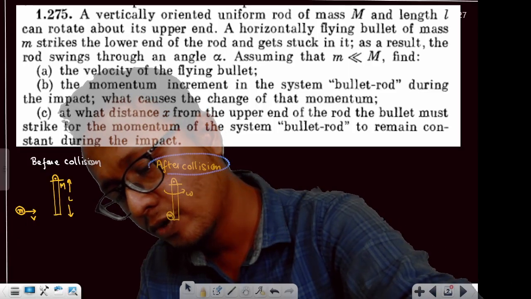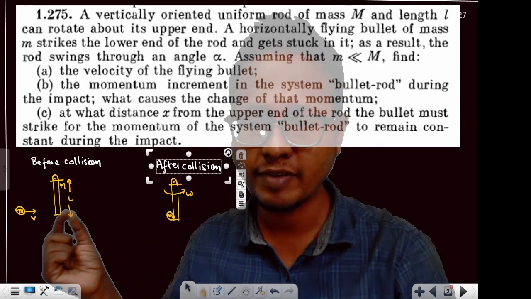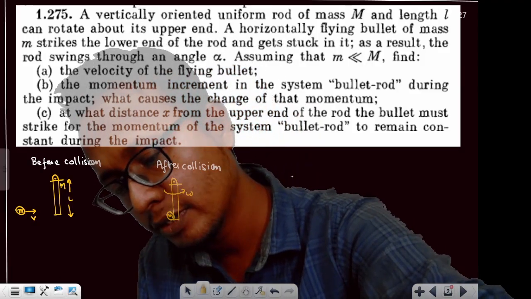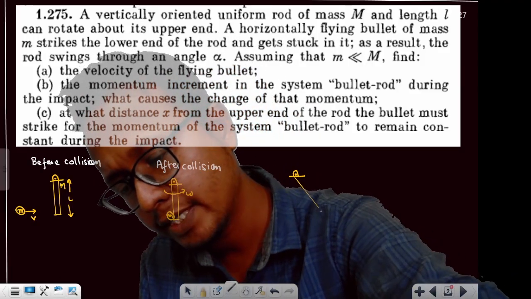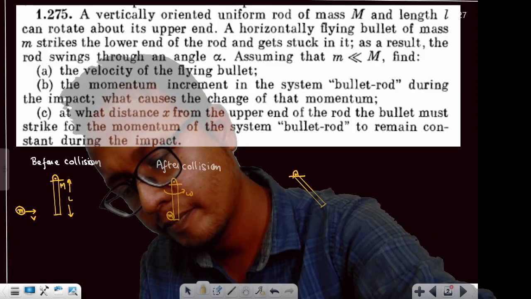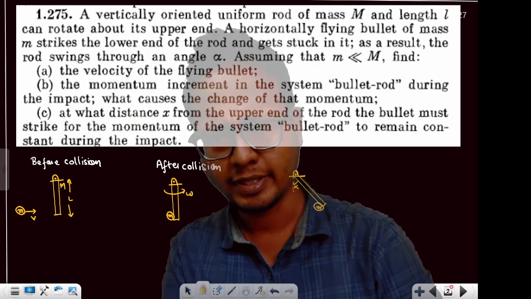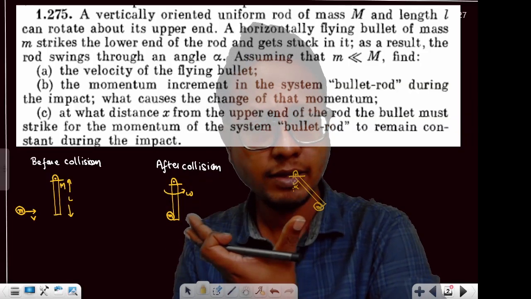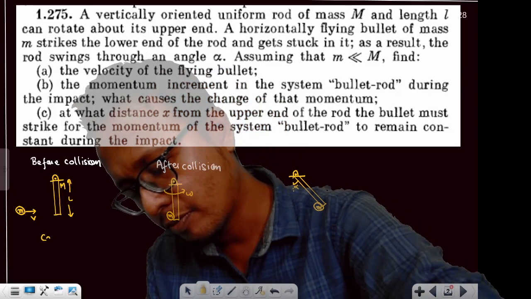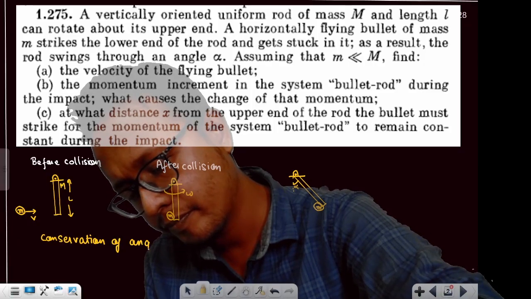So before collision and after collision, what can I apply? I can apply conservation of angular momentum, just before and after collision. And after collision, this rod moves about the hinge like this, by an angle alpha. The ball is stuck here, in an inelastic collision. Between these 2 points, I'll apply conservation of angular momentum, and between the later 2 points, I'll apply the work energy theorem. So let's apply conservation of angular momentum.